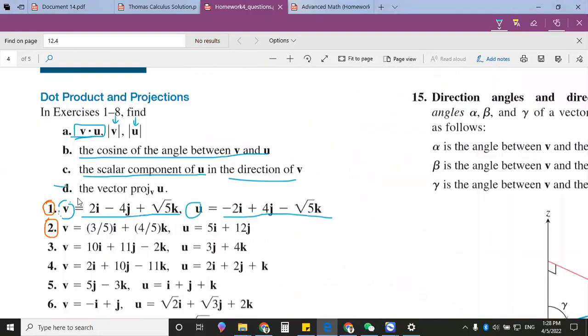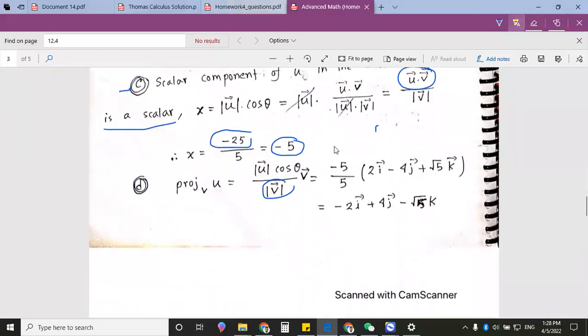The vector projection of u on v. So the formula is: projection of u over v is equal to norm of u into cos theta divided by norm of v, into v vector. Here our projection is on v.